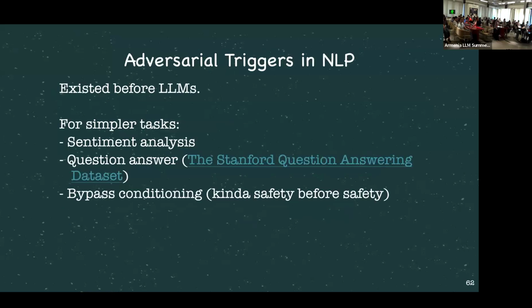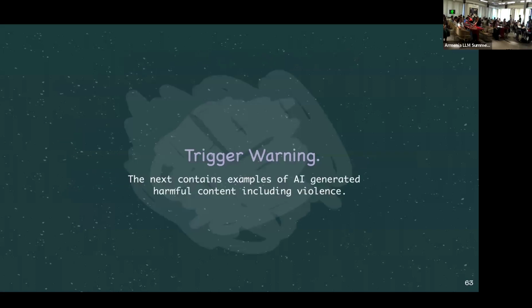And so how do we compute this gradient? What's the intuition? This is what we will see. Interestingly, these ideas existed way before ChatGPT, already since 2019. People were applying these techniques and these attacks to simpler NLP tasks, such as sentiment analysis, question answering, and bypassing what they call conditioning, which is a kind of safety before safety. At the time, the models were not really working.